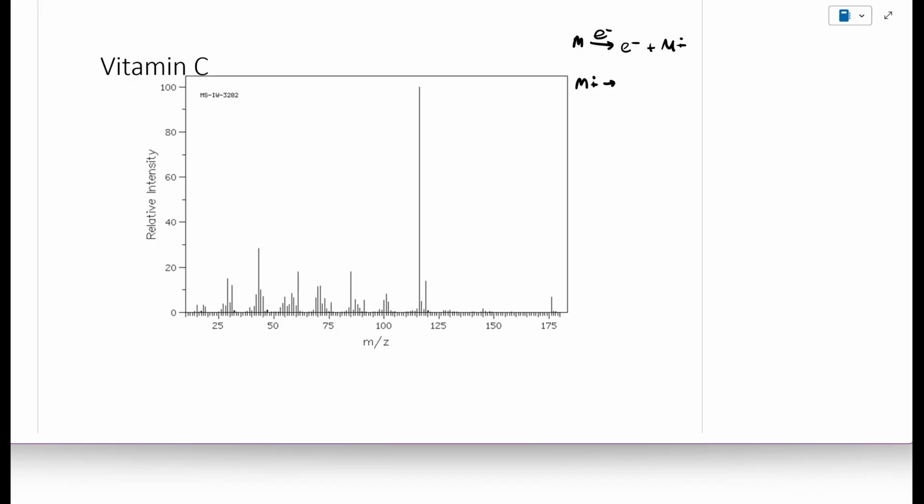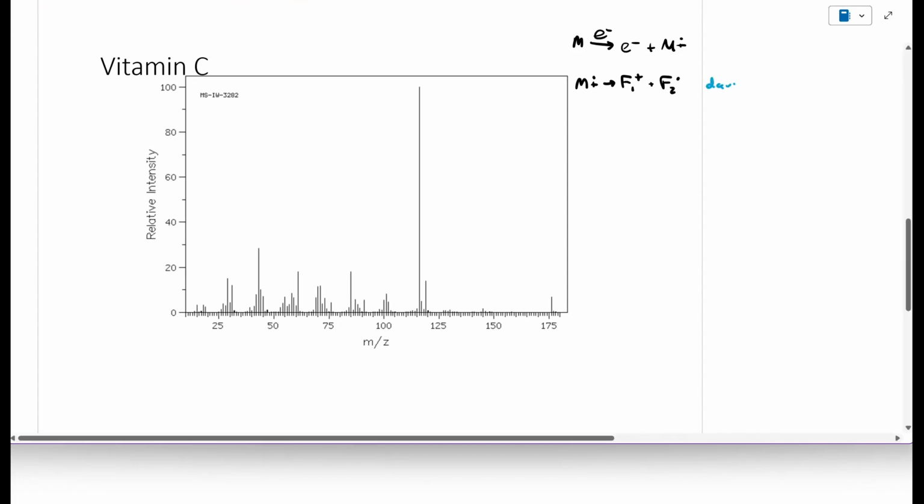And what happens is a bond in the molecule somewhere will break and create two fragments that are smaller than the original molecule, a left side and a right side, if you will. So we create fragment number 1, and that might be a cation, and fragment number 2, and that might be a radical. If you're interested, we call these fragments daughter ions, derived from the original molecule. And those fragments each have their own molecular mass.